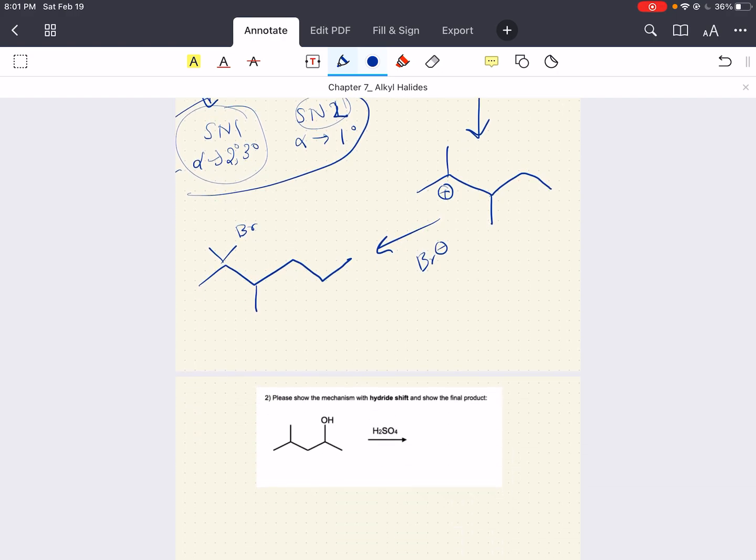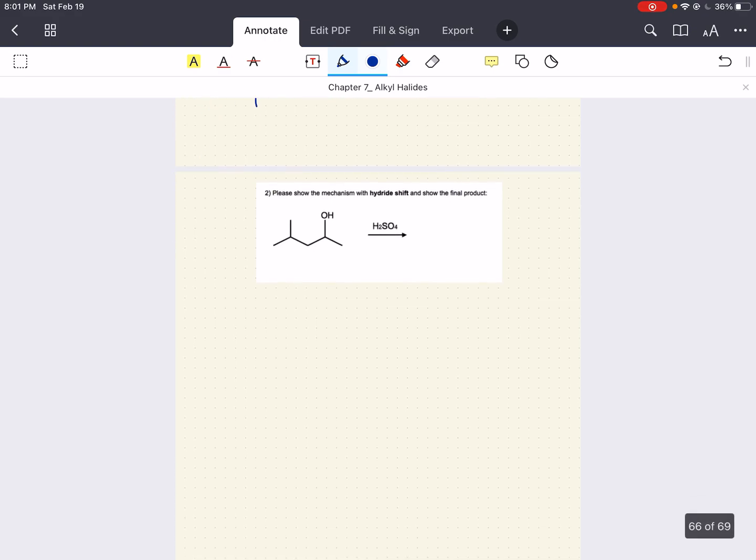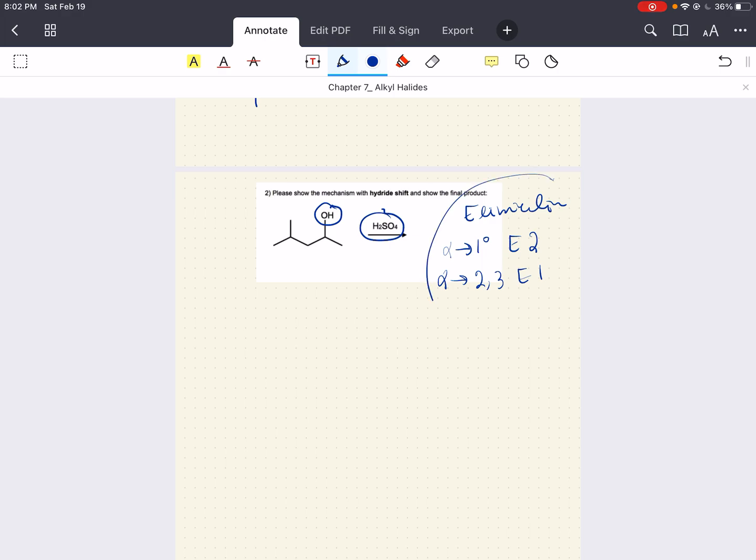Fantastic. Let's do another practice problem. Here we have concentrated sulfuric acid, and we're dealing with an alcohol group. Alcohol group and sulfuric acid tell you that we're dealing with elimination reactions here. Now if your alpha carbon is primary, you'll deal with E2. If your alpha carbon is secondary or tertiary, we will be dealing with E1. So that's the rule for this.